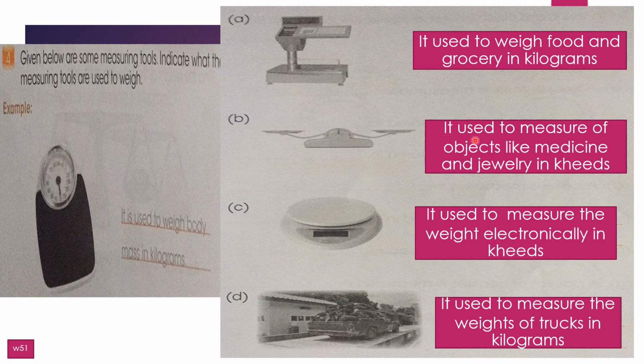It is used to measure objects like medicine and jewelry in kids. That means we are going to measure the light objects here, like medicine and jewelry, in kids, not in kilograms. How about this letter C? What is this? We call it an electronic scale. Again, electronic scale. What is the use of this?